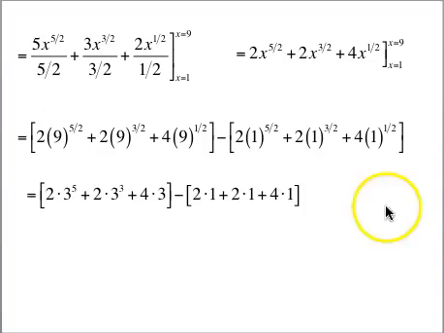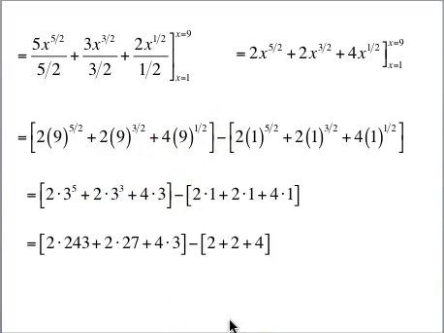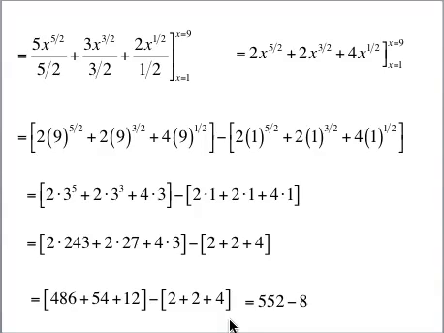Easy for us to do. So again, 9 to the 1/2, 3 to the 5th power. 9 to the 1/2, 3 to the 3rd power, 9 to the 1/2, 3. So we get 2 times 243, plus 2 times 27, plus 4 times 3, minus 2 plus 2 plus 4. And we get 486 plus 54 plus 12 minus 2 plus 2 plus 4. 552 minus 8, or 544.